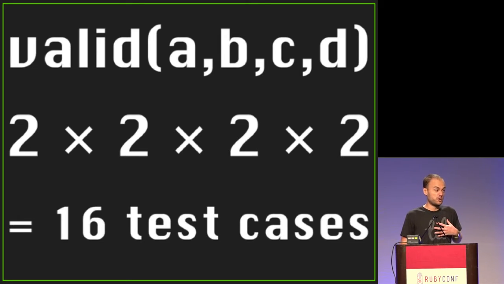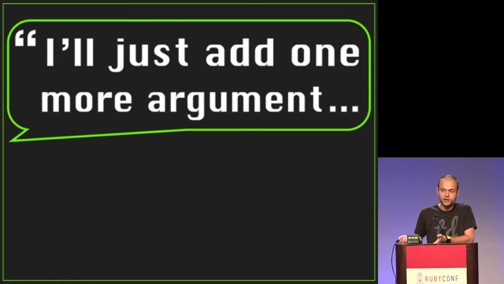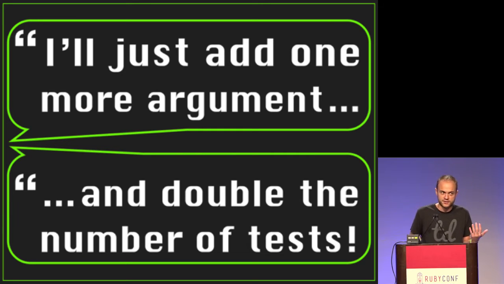And if you're a team that's used to writing a lot of big objects, big functions, you're probably in the habit of thinking, oh, I have some new functionality. I'll just add one little more argument. Like, what more harm could that do other than double the number of test cases that I have to write?